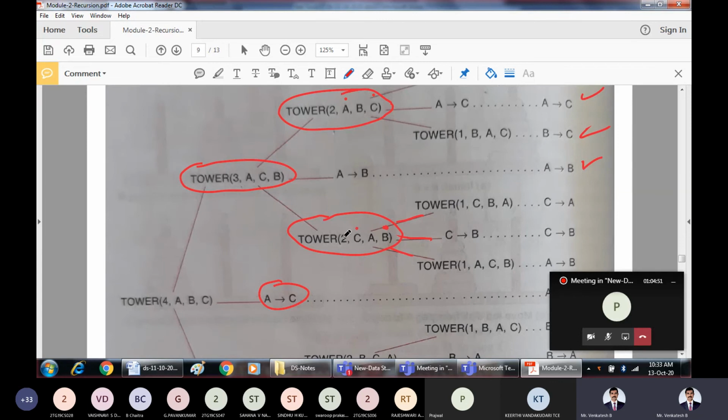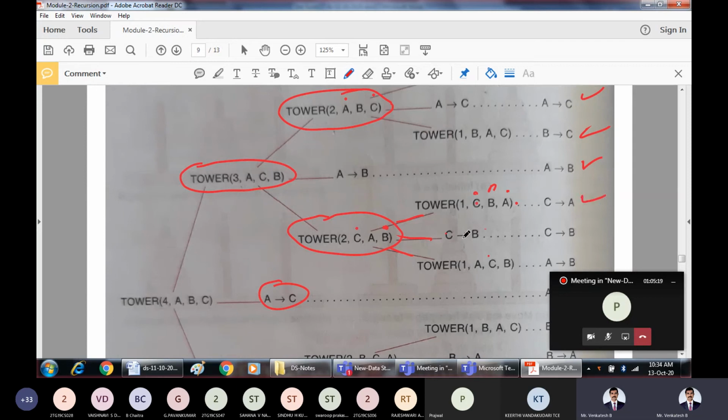Take the n-1 disks and move them from C to A. When you are moving from some source to some destination, the remaining peg will be auxiliary. Similarly, then move the disk from C to B. Then take the n-1 disks and move them from auxiliary to the destination, that is A to B, keeping C as the auxiliary.